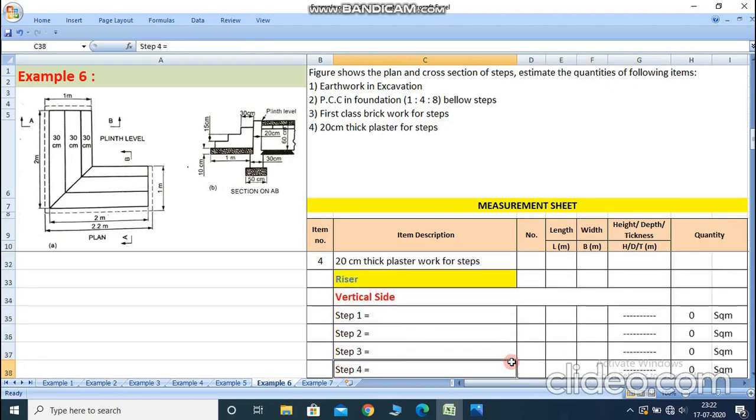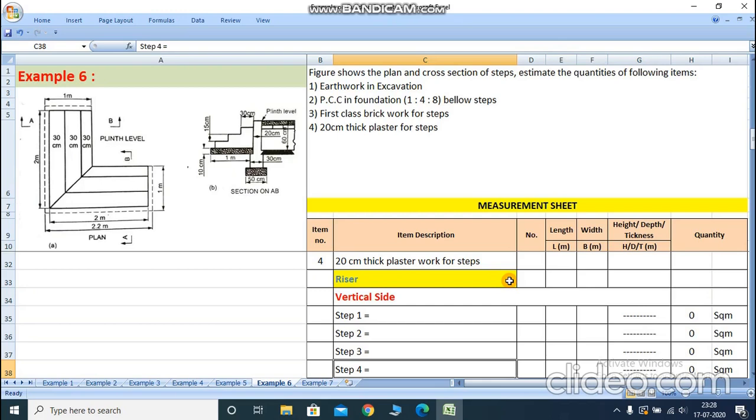Now here plaster work is also required. So we calculated for the plaster work. So here riser and tread. In both these sides plaster work is required, on the riser side and on the tread side. Before starting the plaster work, in the modes of measurement and in the specification already given, plaster work is always counted in meter square or square meter. So here thickness is not counted in plaster work, only length and width are counted.